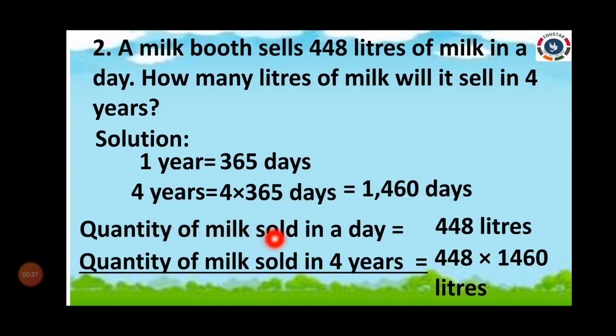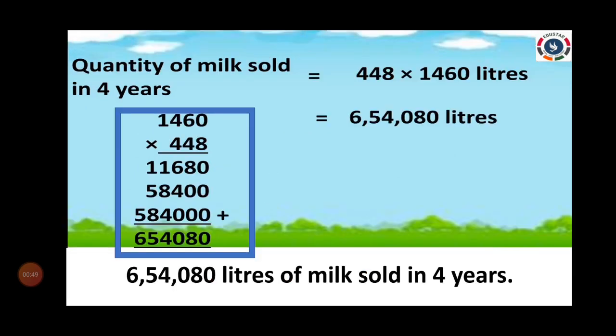Quantity of milk sold in a day is equal to 448 liters. Quantity of milk sold in 4 years equal to 448 into 1460 liters. The quantity of milk sold in 4 years is equal to 448 into 1460 liters, which is equal to 6,54,080 liters. So 6,54,080 liters of milk were sold in 4 years.